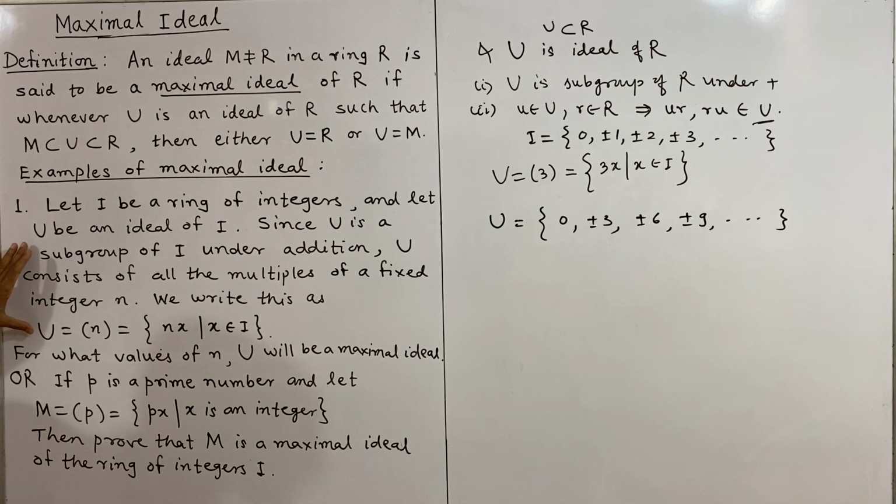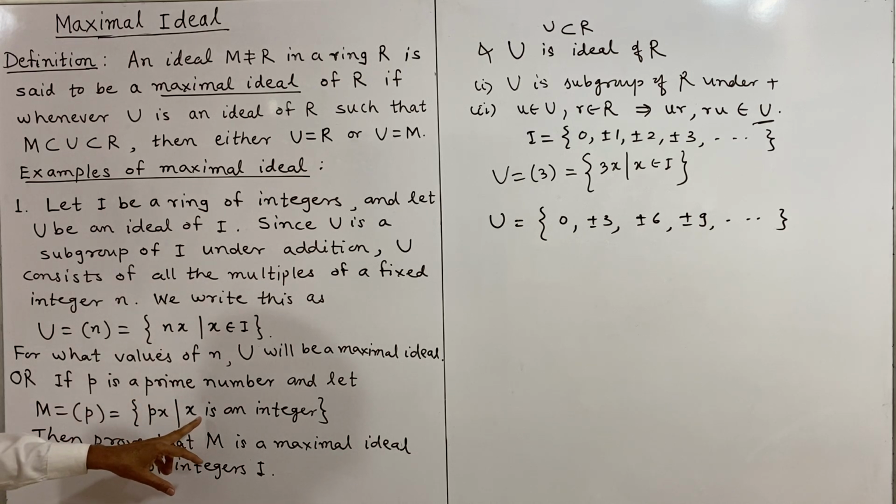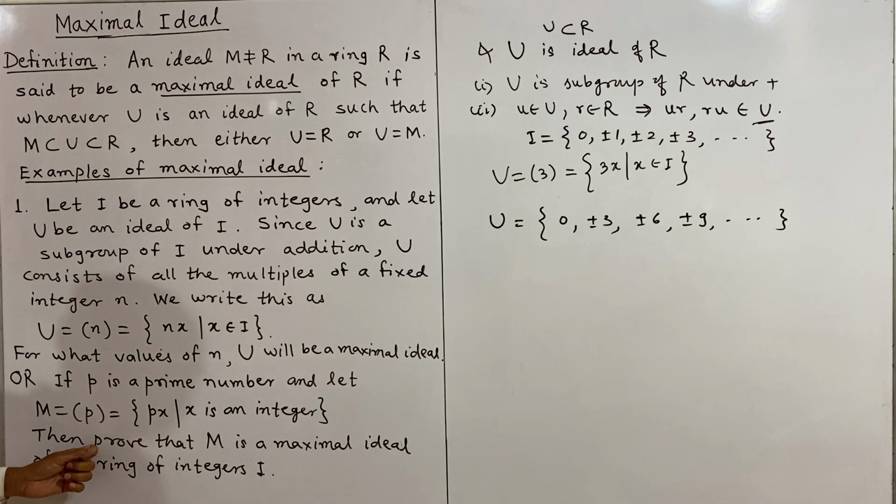The same question or the same example can be asked in this form. That is, if p is a prime number and M is the set generated by p, that is, px such that x is an integer, then prove that M is a maximal ideal of the ring of integers I. This statement gives the answer to the above question: for what values of n will the ideal be maximal? That is, if n is prime, then the ideal will be maximal. That is an example, and we shall prove this.